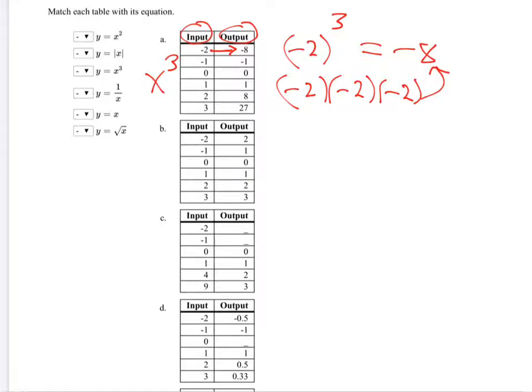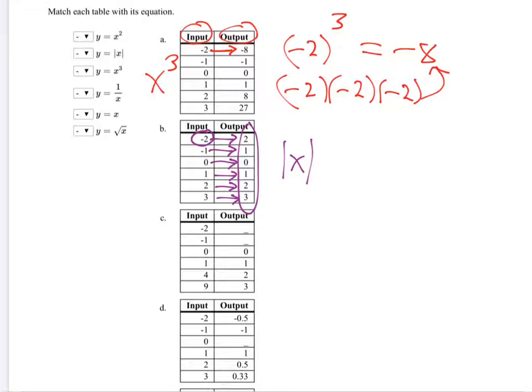How about this next one? What's happening here? How does negative 2 become 2, and negative 1 become 1, and 0 becomes 0, and 1 becomes 1, and 2 becomes 3? Isn't that absolute value? Yeah, see how these are all coming out positive? They're just taking whatever number's on the left and making it positive. That's absolutely right. That's what those bars do. They make everything positive. Good.